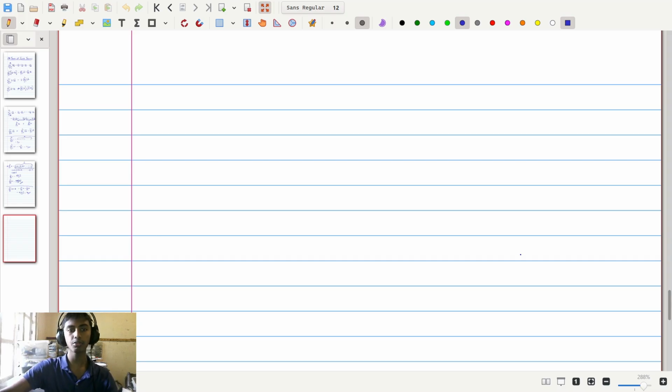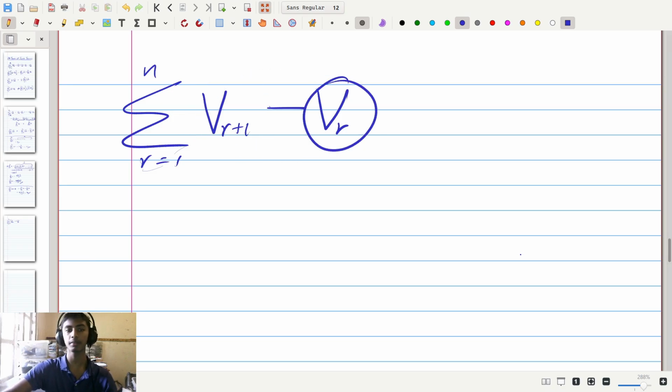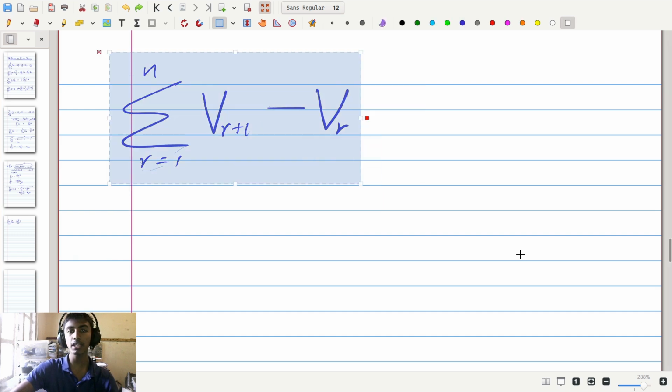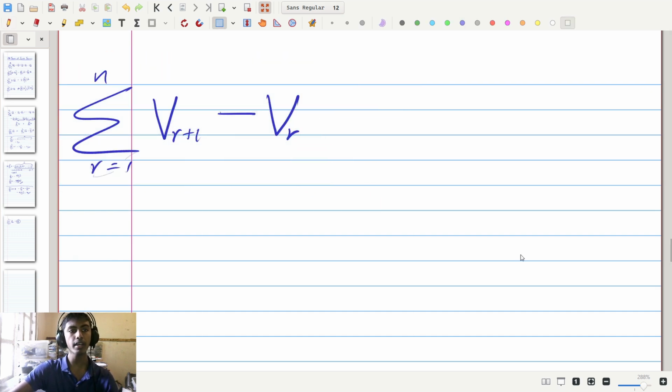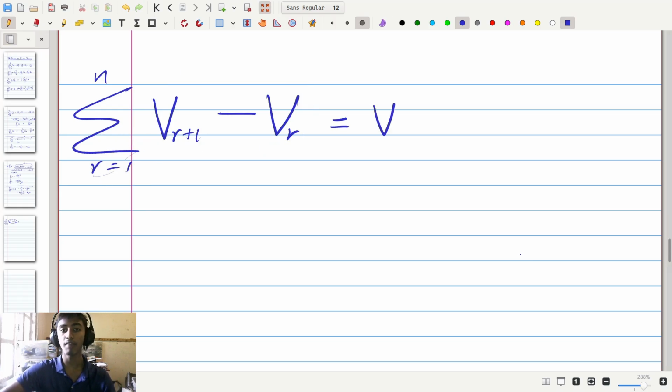An example, to give you a better understanding of what a telescoping sum is, is something like the sum from r equals 1 up to n of v of r plus 1 minus v of r. In this case, each individual term is of the form v of r plus 1 minus v of r. If we consider evaluating this sum term by term, the very first term would be the value of v of r plus 1 minus v of r when r is equal to 1, which is v of 2 minus v of 1.